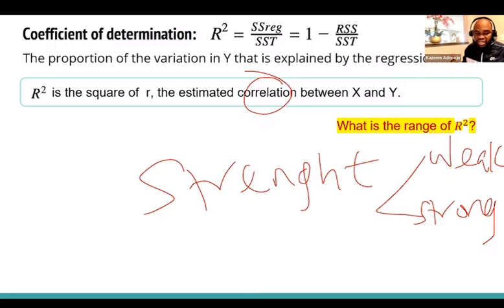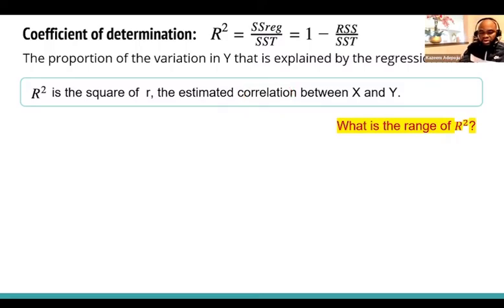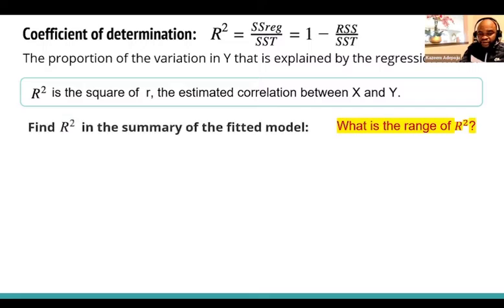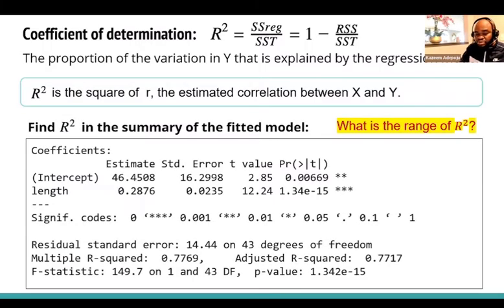But what I'm trying to say right now is the coefficient of determination. The coefficient of determination is the square of correlation. That's another way to get the coefficient of determination. What is the range? The range is from 0 to 1.